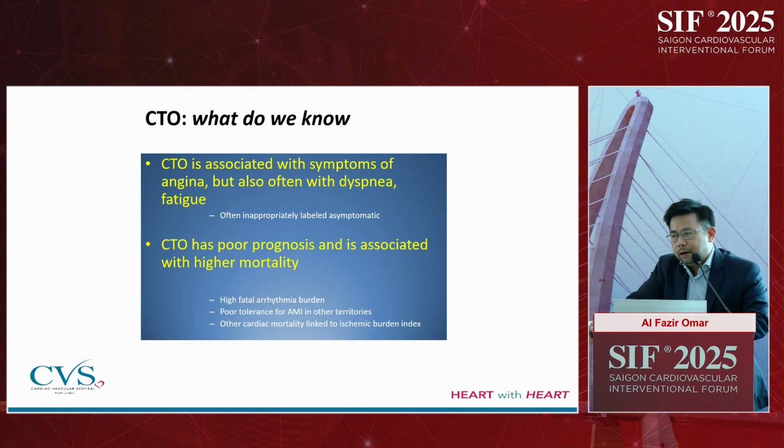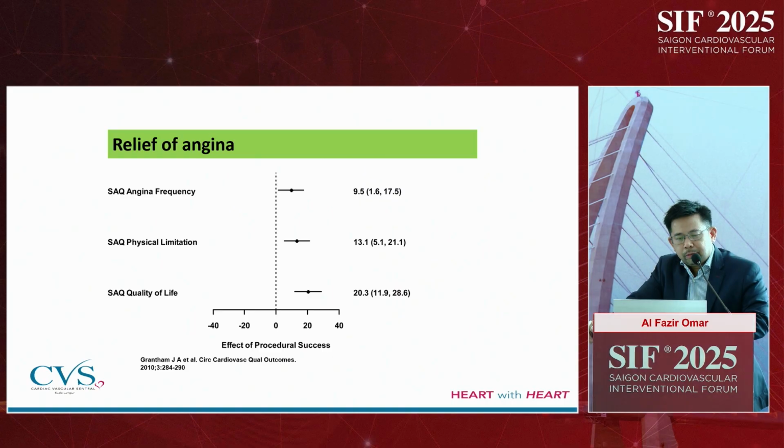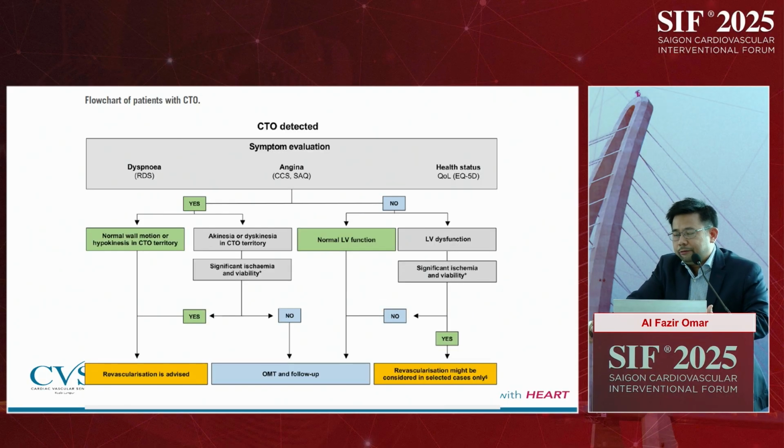So CTOs, of course, have poor prognosis, double jeopardy with higher mortality. You have a higher arrhythmia burden, poor tolerance for future AMIs and other ischemic burden. So we know for sure, and we've seen in our practice, like in DCB as well, that those who have angina, who have got a chronic total occlusion, when you do a successful PCI CTO, they get better, they feel better. And that's the whole point of treating patients. You want to make sure that they have improved in either their angina limitation or their quality of life. And many papers have shown improvements in the quality of life and in their angina symptoms, in their stress tests, their physical limitation.